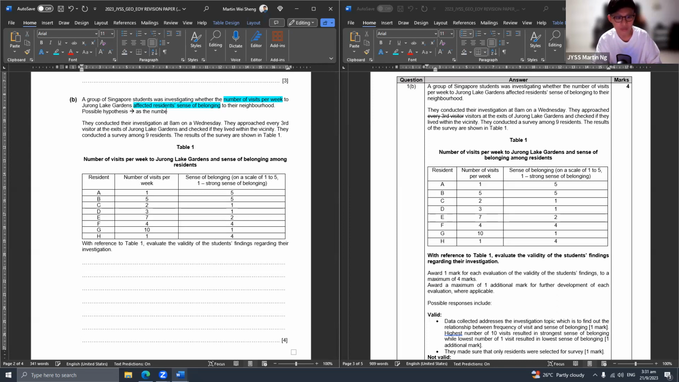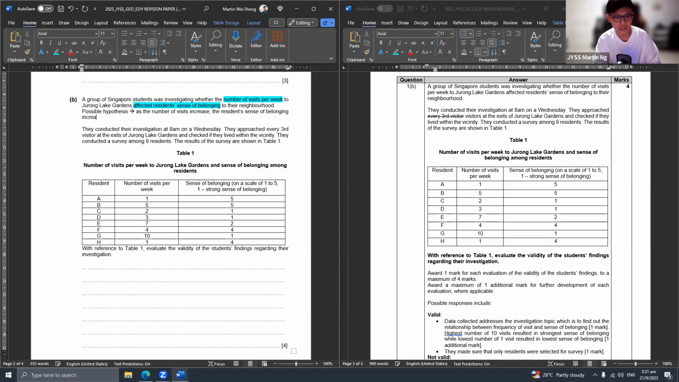As the number of visits increases, the residents' sense of belonging increases. Okay, so a hypothesis always has two variables, an independent variable and a dependent variable, as well as the relationship between both variables.